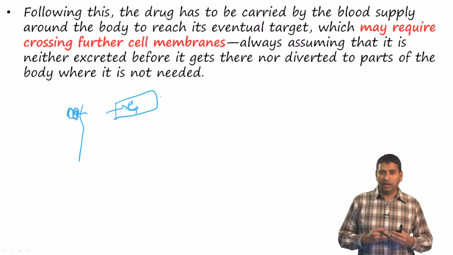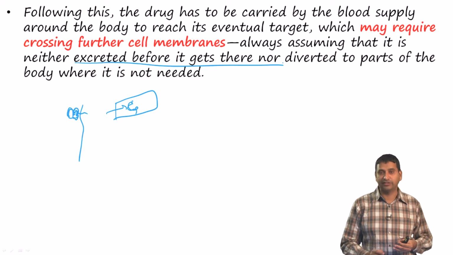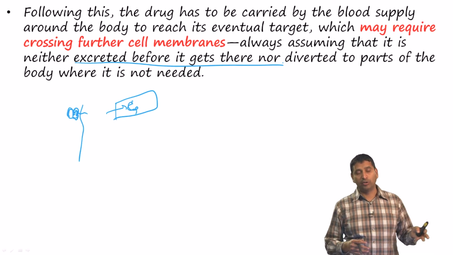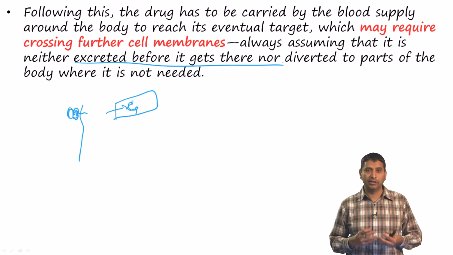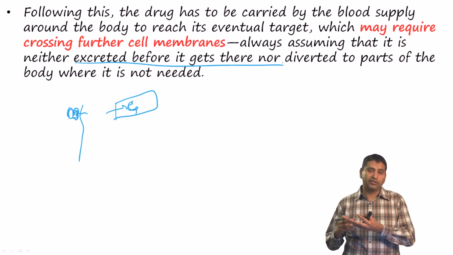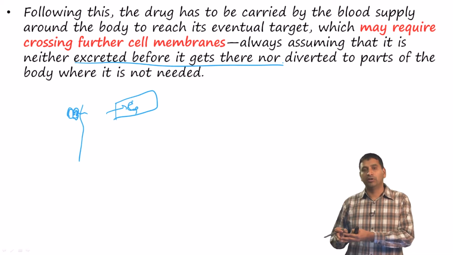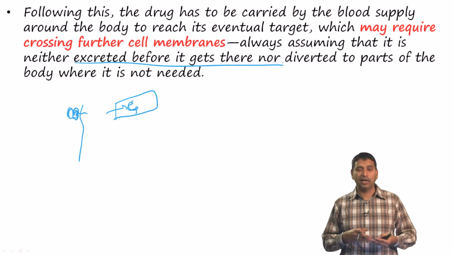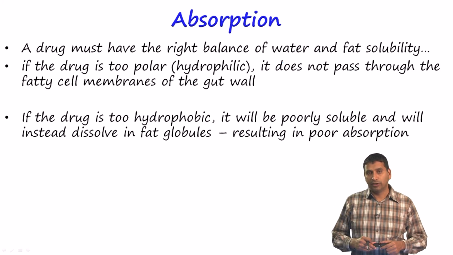Now, in this entire process, we assume that it is not excreted before it gets there, okay. Or we also have to assume that it is not diverted to other parts of the body where it is not needed. Let us say we have an infection in the kidney, but the drug gets diverted to the small intestine, or it stays in the liver and so on. So, that becomes a problem because it is not able to act at the area where it is supposed to act. So, the next part of the journey of the drug is absorption.